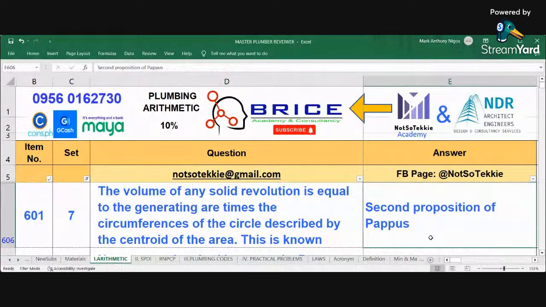The volume of any solid of revolution is equal to the generating area times the circumference of the circle described by the centroid of the area. This is known as the second proposition of Pappus. Hindi ko na uulitin yung pagmahaba para tuloy-tuloy.